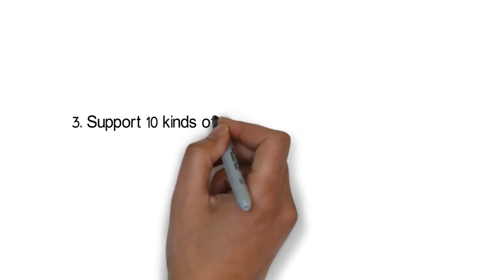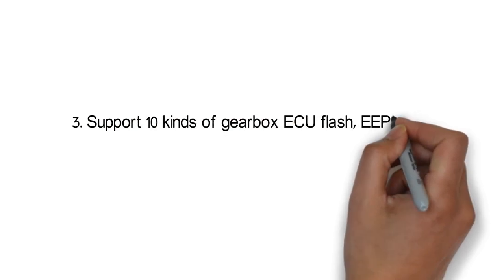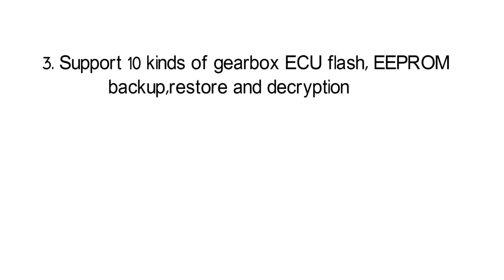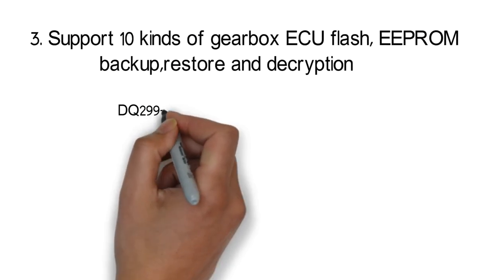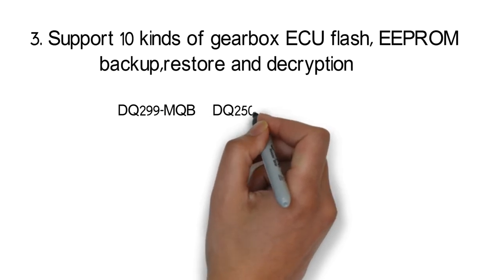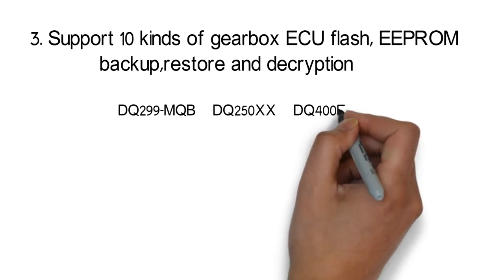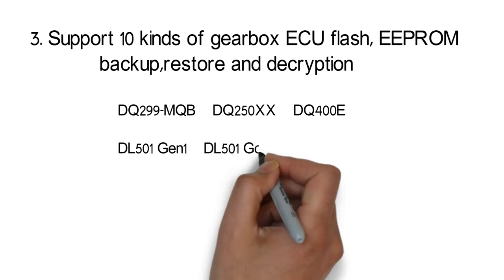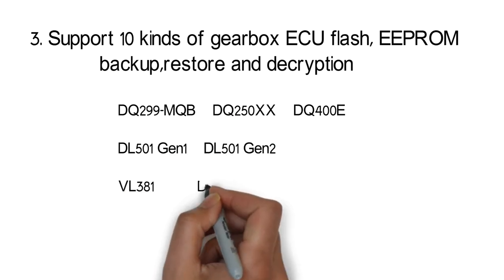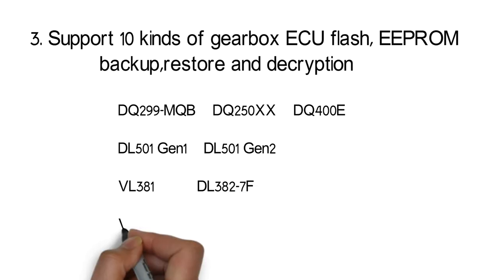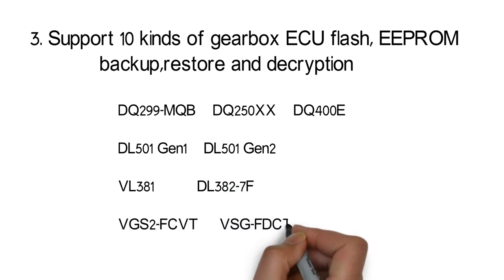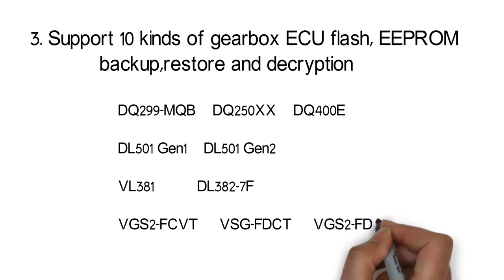Function 3, support 10 kinds of gearbox ECU flash, EEPROM backup, restore, and decryption, including DQ299 MQB, DQ250XX, DL501 Gen 1, DL501 Gen 2, VL381, VGS2 FCVT, VSG FDCT, DQ400D, DL382 7F, VGS2 FDCT.